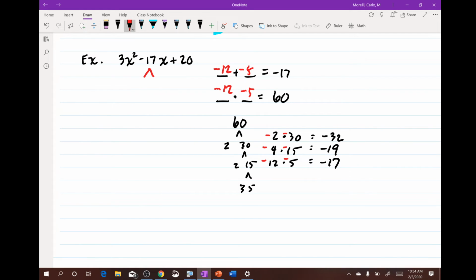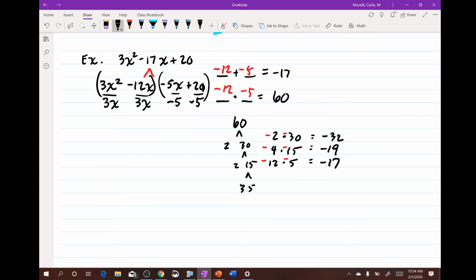So, split the terms. You now have 3x squared. Bigger number goes up front. Minus 12x minus 5x plus 20. So now group them, factor them. I can pull a 3x out of both of these, and what can I pull out here? How about a negative 5? Just a 5, negative 5.